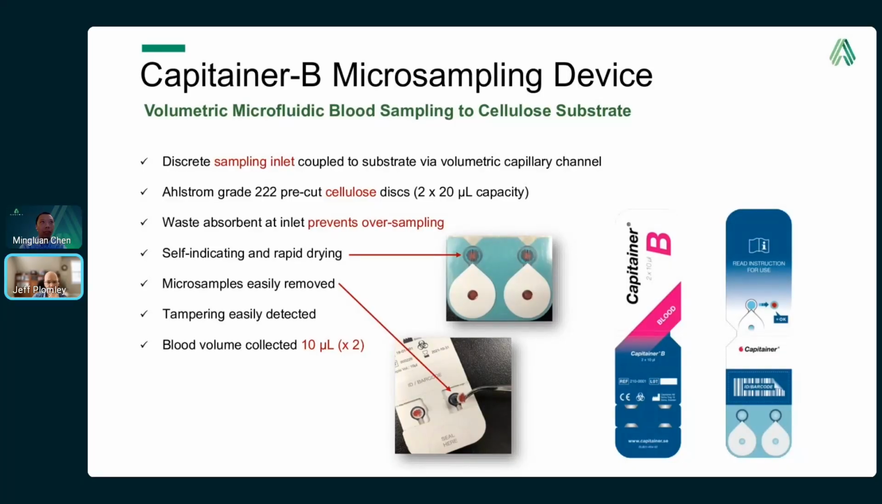20 microliters is an important number. It has a discrete sampling inlet, so it is not a direct to substrate collection such as the Mitra. And it's cleverly engineered with a waste absorbent that collects blood volumes that exceed the capacity of the capillary channel. And in this manner, one simply cannot oversample on this device. So we sample a blood drop from a finger stick, and then wait around 20 seconds or so for the blood spot to appear in the translucent window.